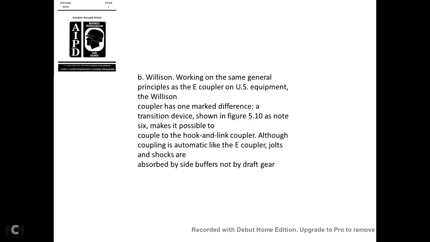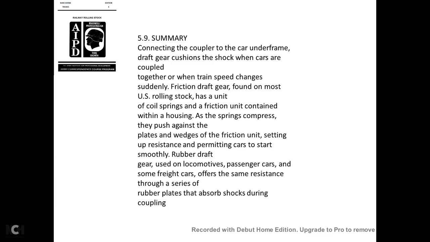The Wilson coupler works with the same general principle as the E-coupler, but equipment with the Wilson coupler has one marked difference. The transition difference is shown in Figure 5.10. Note that it makes it possible to couple the hook and link and the coupler, although the coupling is automatic, like an E-coupler. Jolts and shocks are absorbed by the side buffers and the draft gears. 5.9 Summary. The connection of the coupler to the underframe of the car cushions the shock when the cars are coupled together and the train speed changes suddenly, with the friction draft gear.